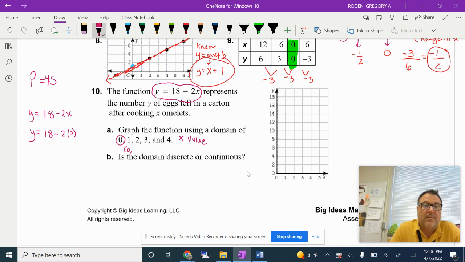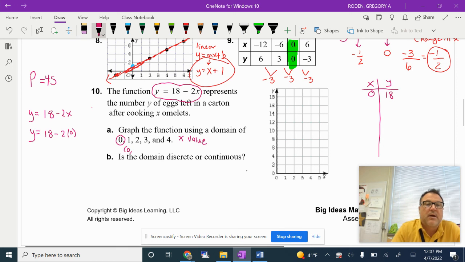0, comma 18. I'm going to make a little table over here. So here are my x values, and here are my y values. Okay. All right, so on my first one, I used 0 omelets, and how many eggs were left? 18 eggs left, right? Because I haven't made any omelets. All right, the next number I'm going to put in is the number 1, right?